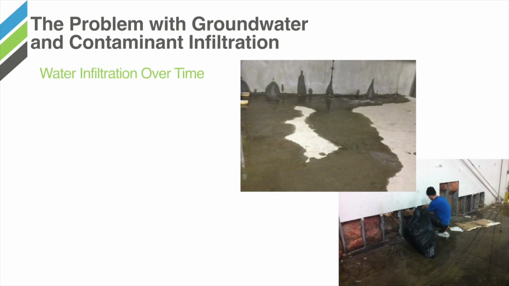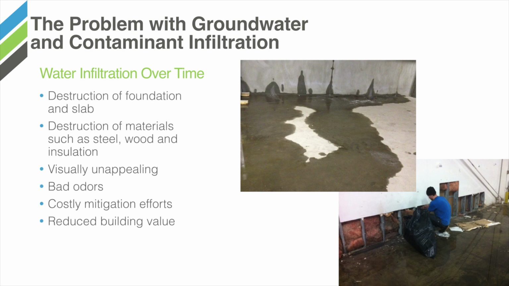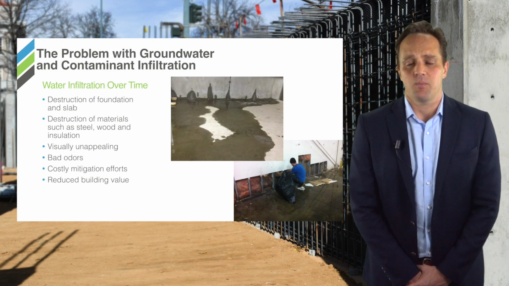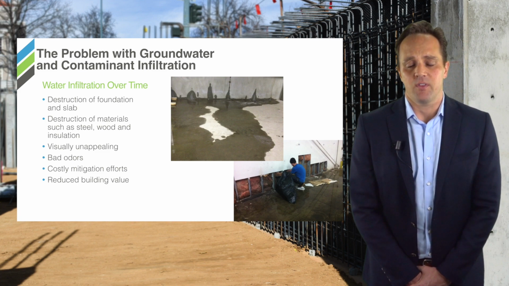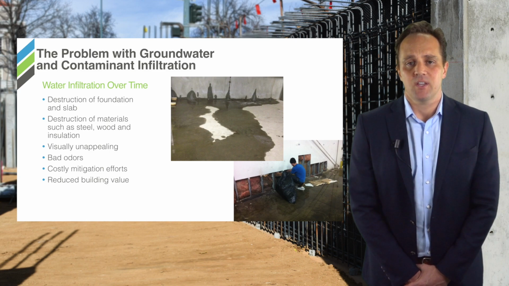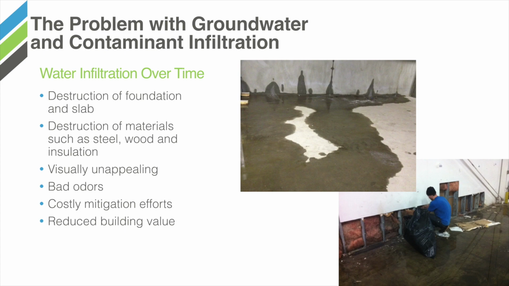Groundwater infiltration into a building can be very problematic. It can cause destruction of the building foundation and slab. It can also lead to the deterioration of building materials such as steel, wood, and insulation. In addition to disrupting the building use, it can be very visually unappealing and lead to bad odors. Compounding the issue is when your groundwater is contaminated. That can lead to the unhealthy environment of the building inhabitants. The biggest challenge is that once the building is constructed, it can be very costly and time-consuming to properly mitigate the problem.